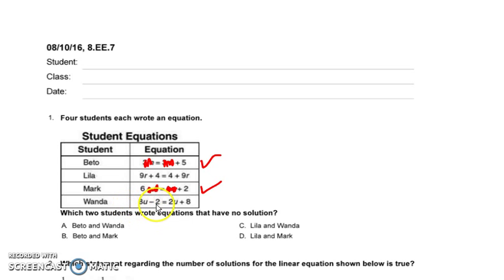The other one is 8u minus 2 equals 2u plus 8. When you have different coefficients, different numbers in front of the letter, then you're going to have one solution. So this is not one of the ones that has no solution. So there's 2, this one for Beto and one for Mark. Those are the ones with no solution.